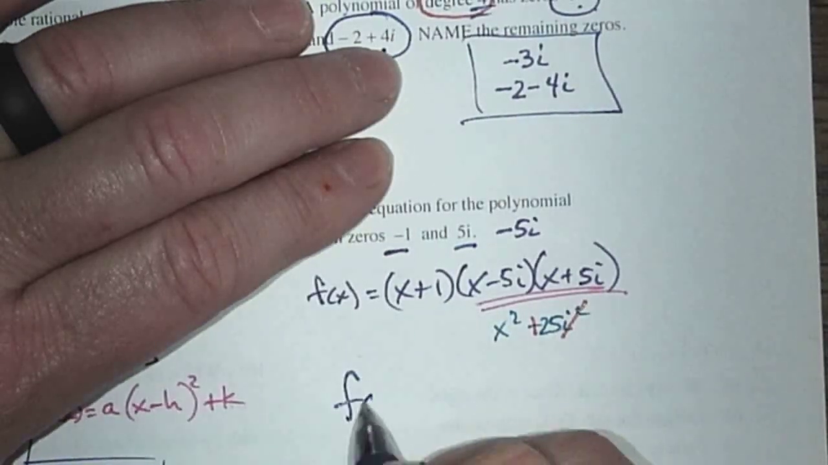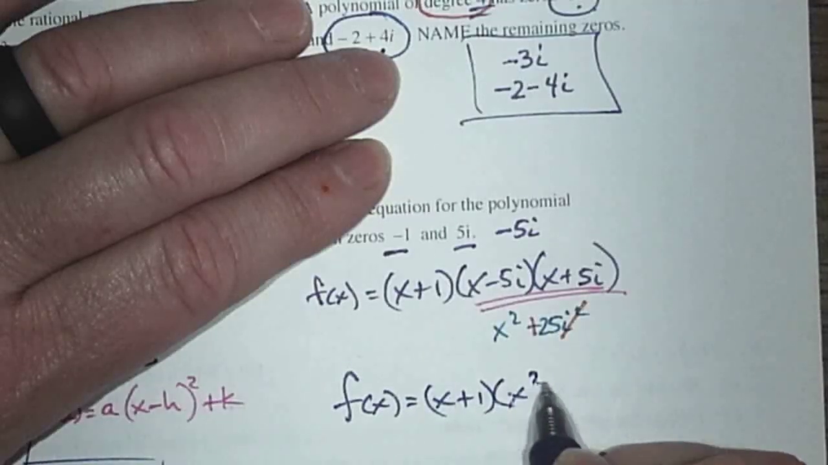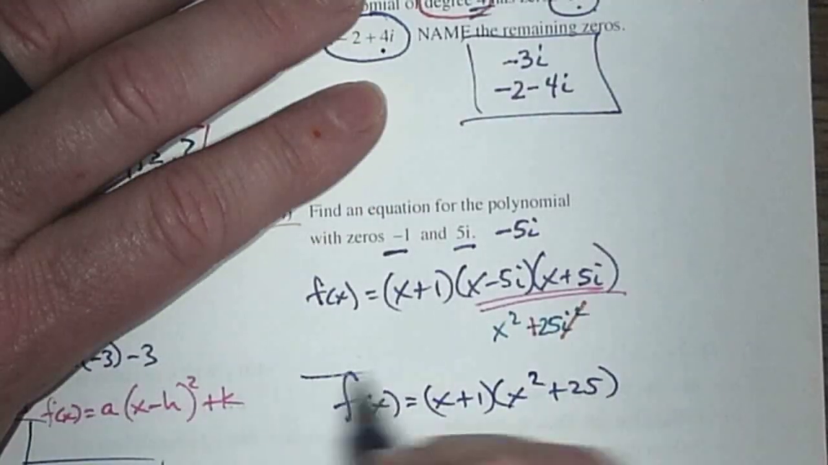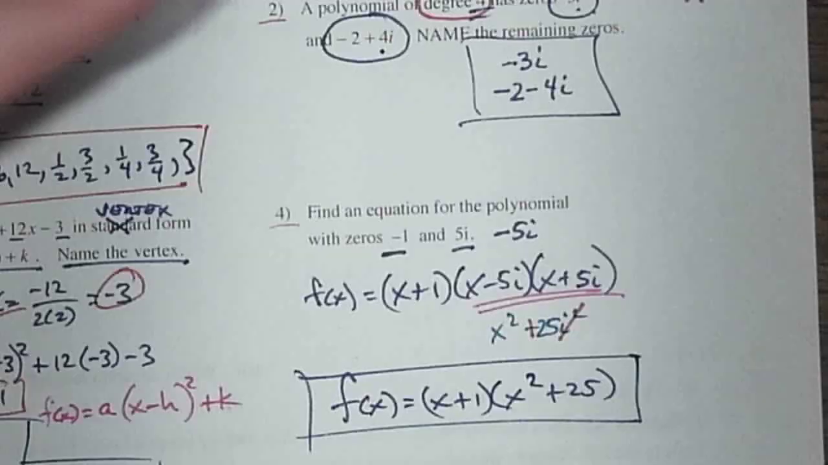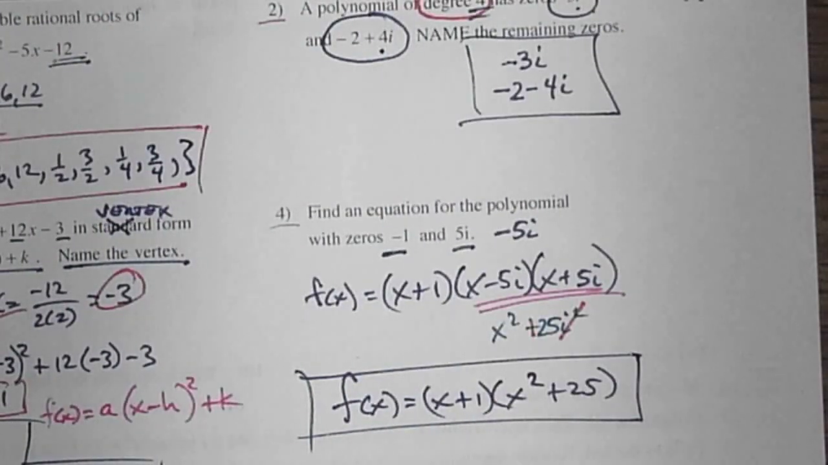So my function will be x plus 1 times x squared plus 25. No need to multiply everything out. That's not inappropriate, but you don't need to. But you do need to multiply the i's.